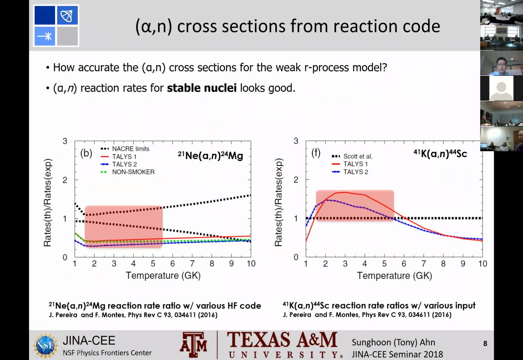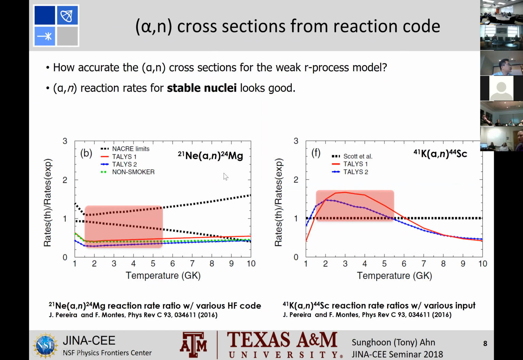Now we need to check the uncertainty of the alpha-n cross section and reaction rates, how good it is. Recent sensitivity studies by Pereira and Montes show the calculated alpha-n cross section reaction rate for different models and different input parameters of the code. They first look at the stable nuclei case.